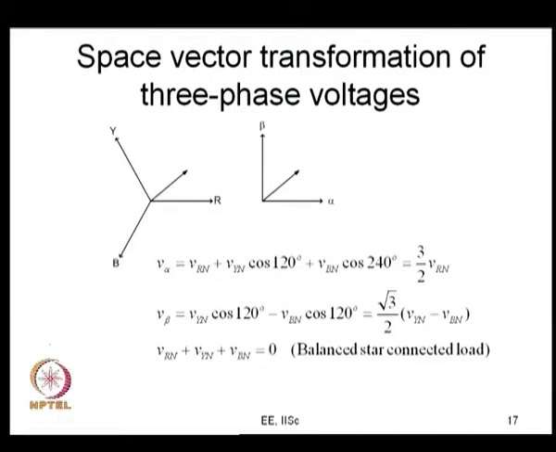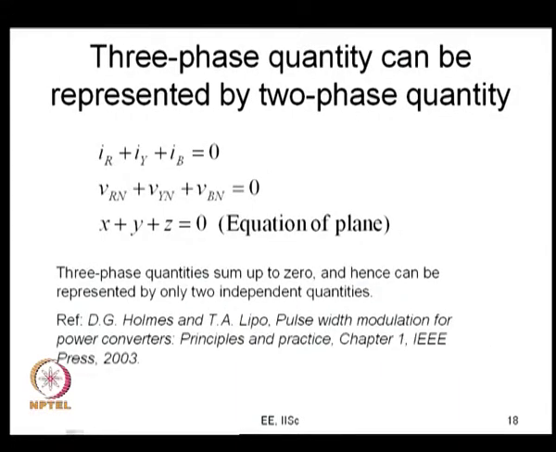The same mistake is perpetuated here also. So, you can probably call this cos 30, and plus you can write this as cos of 150 degrees, and you can see that this is going to be root 3 by 2 times Vyn minus Vbn. So, it is the same transformation that you are getting here also.